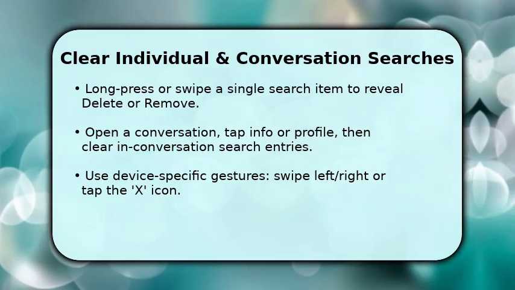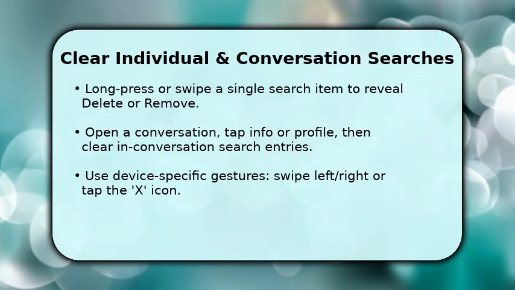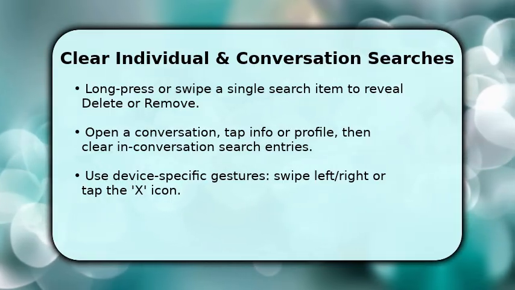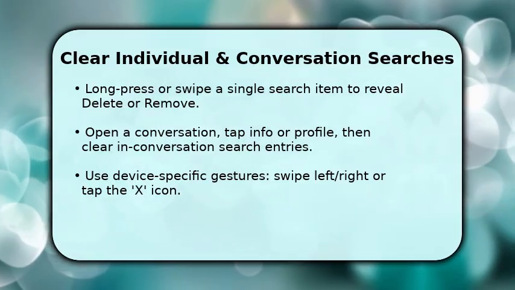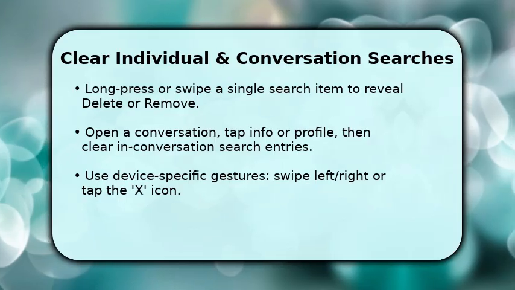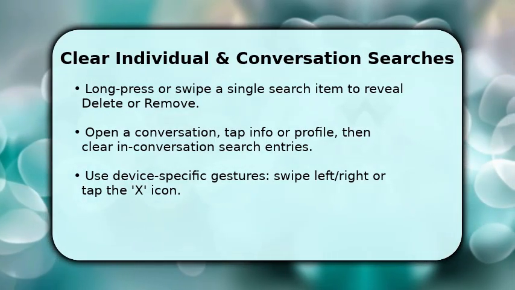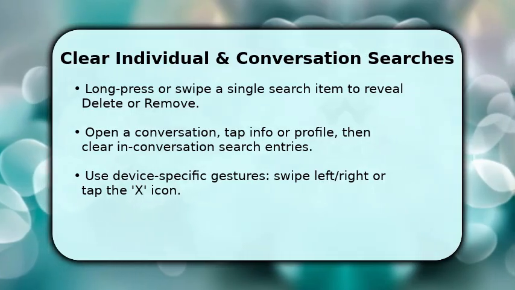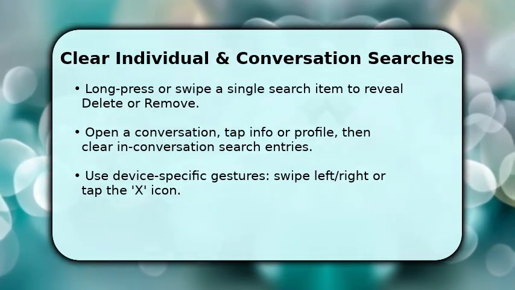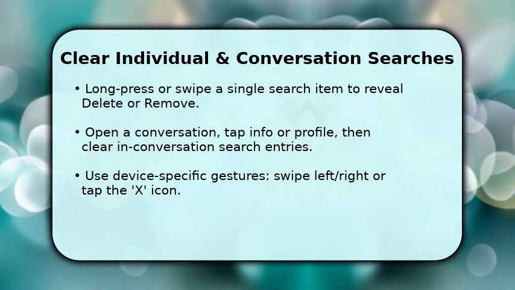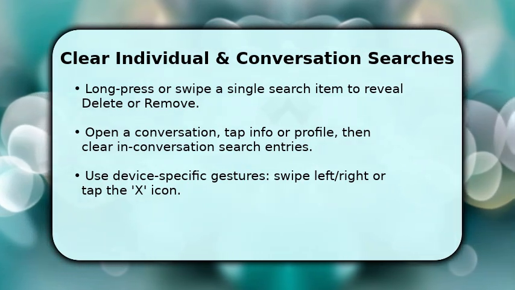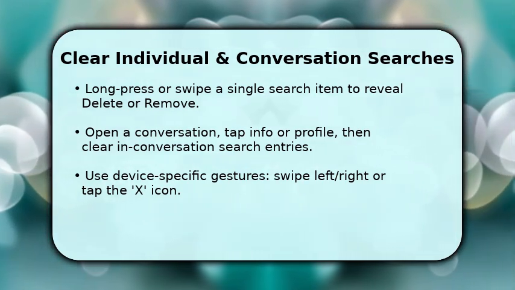Once done, open Conversations, where you frequently search for messages, tap the conversation info or profile, and clear in-chat search history if that option exists. Make sure to repeat this for other accounts or devices where you're logged in because Messenger syncs suggestions. After removing items, revisit the search bar to verify they no longer appear and to confirm sync has completed.